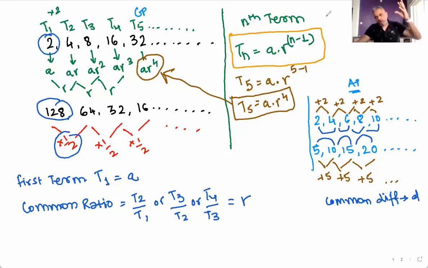Now, if I recall your old 10th standard days, for AP, we used the formula Tn is equal to A plus n minus 1 into D. This was the formula for arithmetic progression, but now we are not going to use it. This is just for your info. We use this formula for geometric progression, which is Tn is equal to A into R raised to n minus 1. You have to remember this formula, very important. Please write.